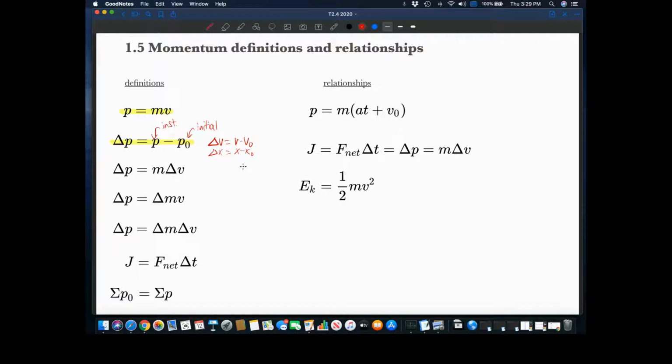Now, the next one is a special case of this, where the change in momentum is coming about because there is a change in velocity. An example of that might be when a car accelerates. The car maintains its same mass, but its velocity changes as it accelerates, so therefore its momentum changes.